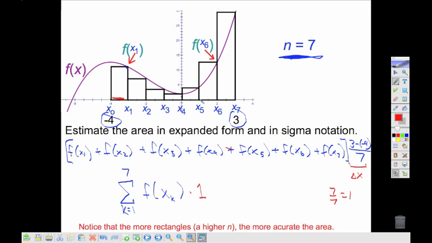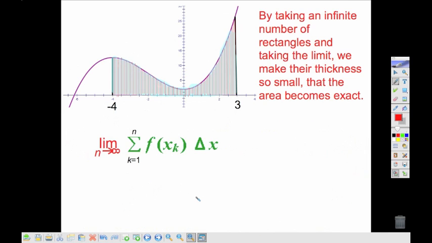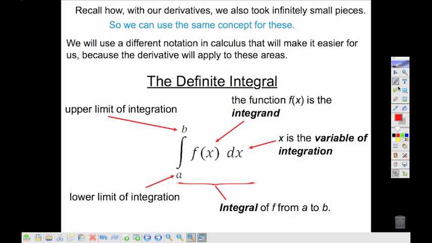Now remember again, the more rectangles that we have, the more accurate our area is going to be. And so with sigma notation, what we'll want to do is move into the concept of limits so that we make n infinitely large, which makes the widths of our rectangles infinitely small. Then when these widths are infinitely small, the area is going to become exact. And this leads us to the idea of the definite integral. With the definite integral, think about how with our derivatives we took infinitely small pieces to find our change, and so we're using the same concept with these.